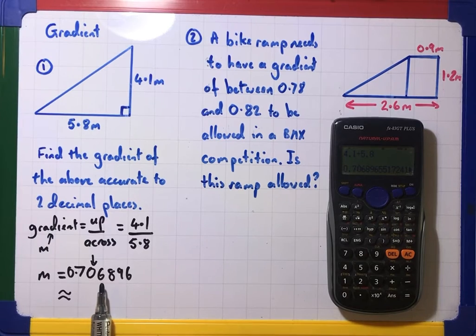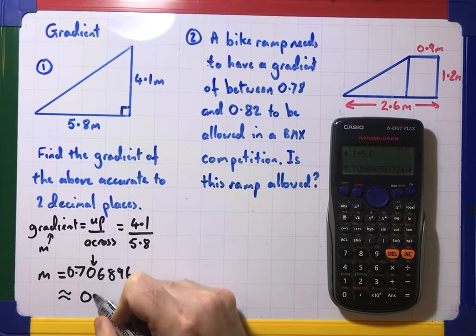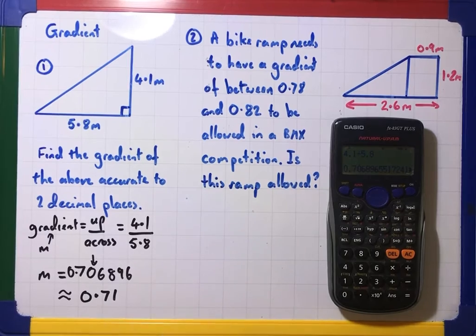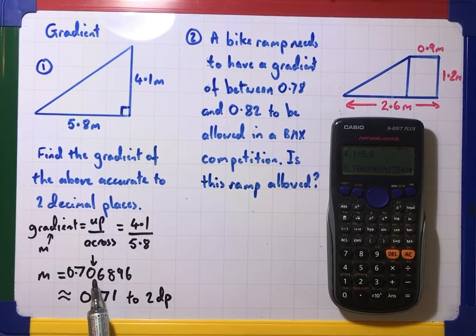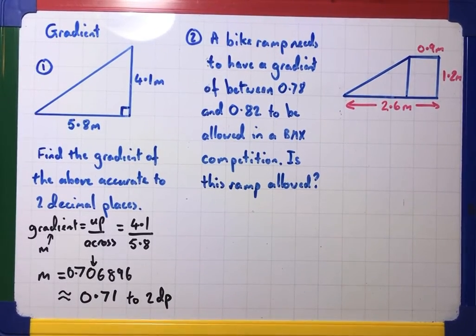But look at the next number. The next number is 6, so I don't leave that as a 0. I'll round it up to a 1. Therefore, we've got 0.71. If you're wondering what the wavy equal sign means, it means approximately equal to. So that would be right, accurate to 2 decimal places. Remember, when you're rounding to 2 decimal places, look at the third one. If it's 5 or more, then the second decimal place rounds up by 1. So this went from a 0 to a 1. That's the first question.